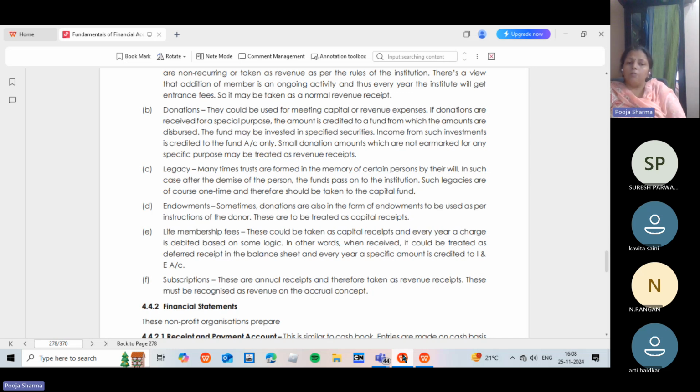So it is of revenue nature. It should be recognized as revenue on the accrual concept. Accrual means when it is earned, it should be recognized. Whether we have received the payment or not doesn't matter. It should be recognized as income, accrued or outstanding. Its nature is recurring, or you can say short-term, revenue nature. So it is not shown in capital, but it should be shown in the revenue income and expenditure account.